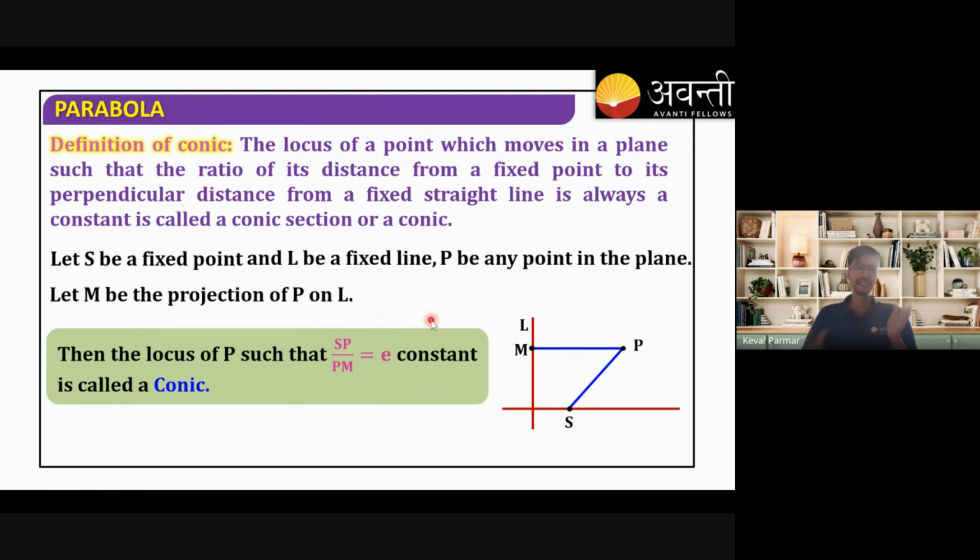Depending on the value of E, which is also known as eccentricity, we get the different conic sections. Suppose E equals 0, then we get a pair of straight lines. E equals 1 will give a parabola. E less than 1 will give an ellipse. And E greater than 1 will give a hyperbola. We'll see as we move forward.